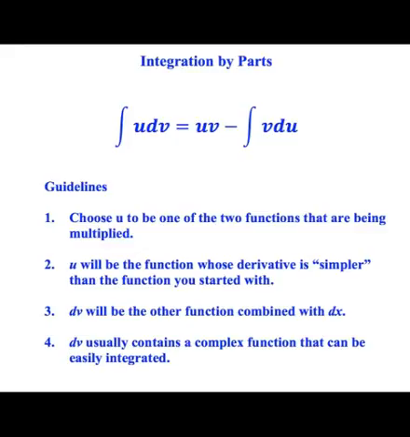Here are some guidelines which should help you begin an integration by parts problem. First of all, choose u to be one of the two functions that are being multiplied. Secondly, u will be the function whose derivative is simpler than the function you started with. Third, dv will be the other function combined with dx. And last, dv usually contains a complex function that can be easily integrated.